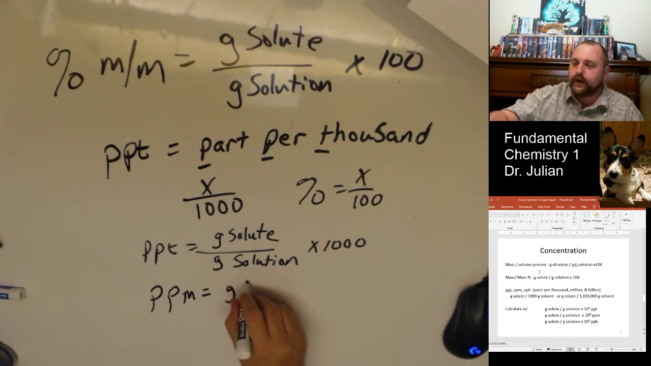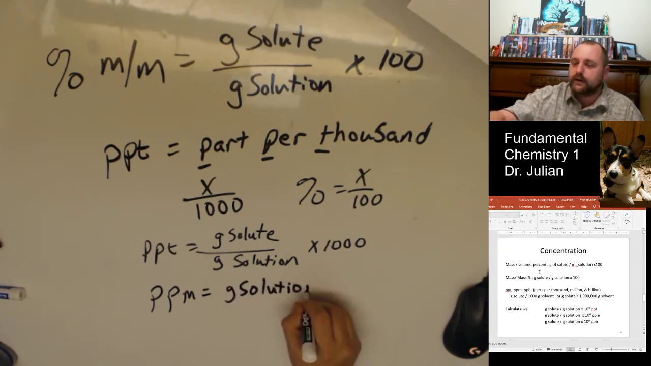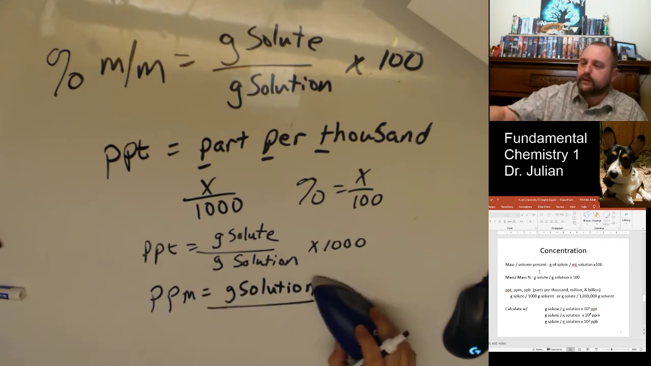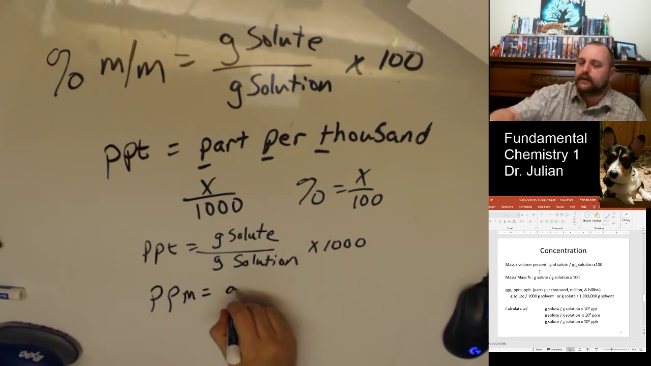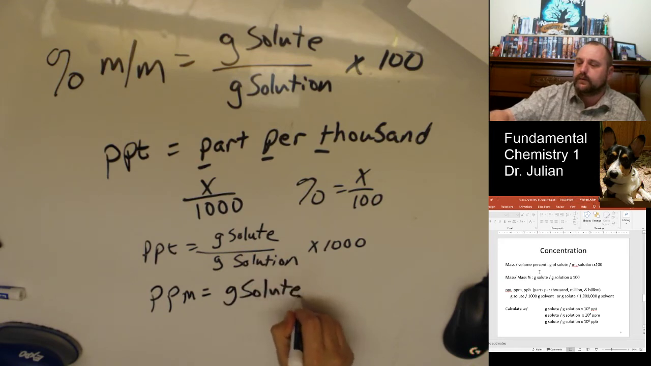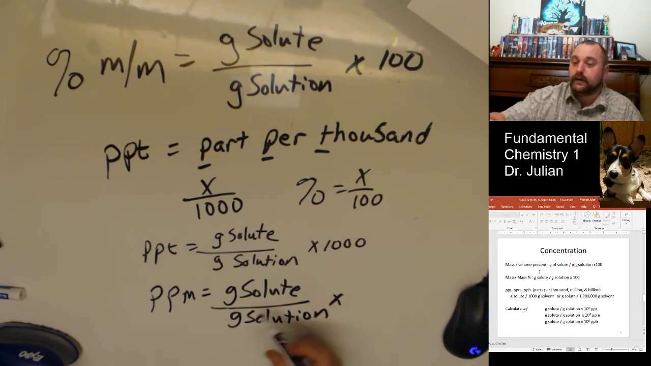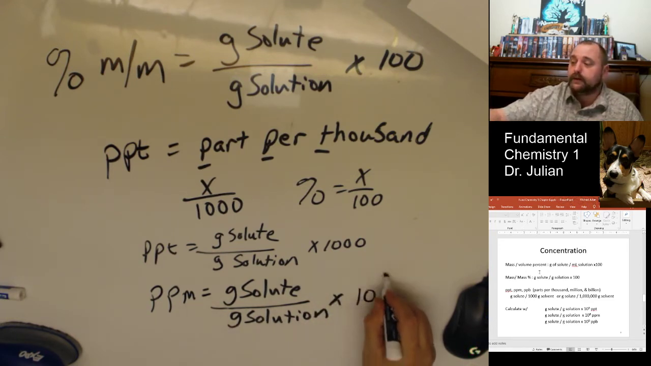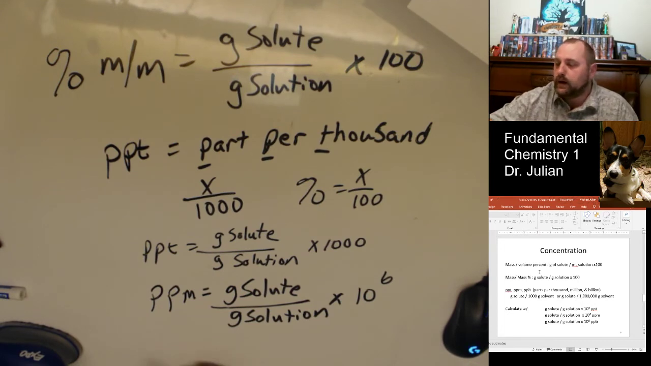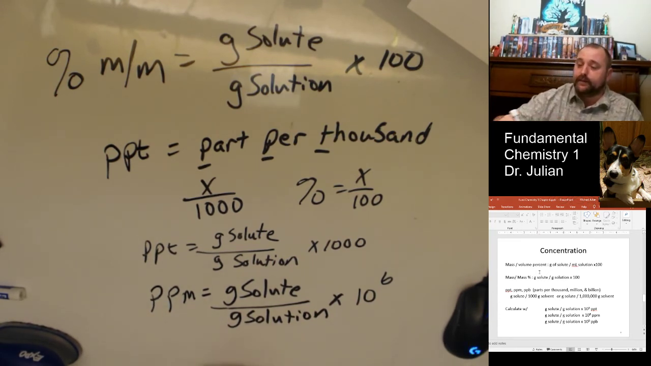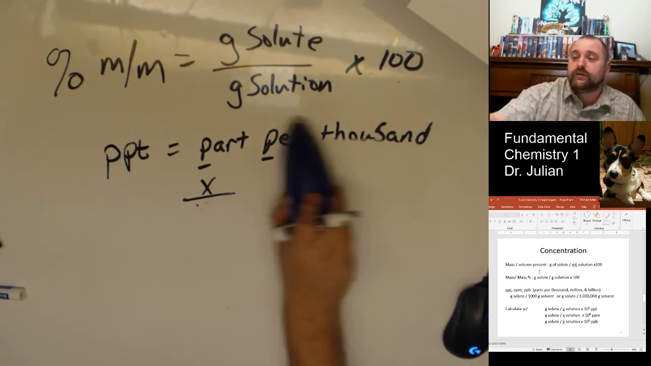So ppm would be grams of solute, what we're interested in, over grams of solution, the total, times M being a million, 10 to the 6. All right, so now instead of multiplying by 100, we're multiplying by 10 to the 6. It makes it look a lot scarier. So then we have even ppb, part per billion. All right, it's x over a billion.